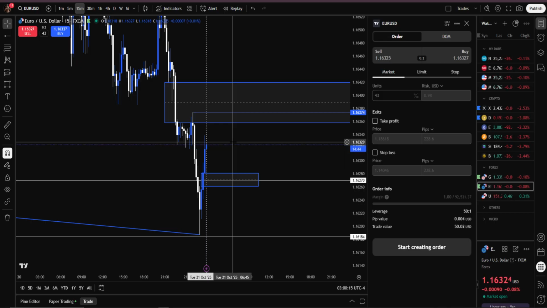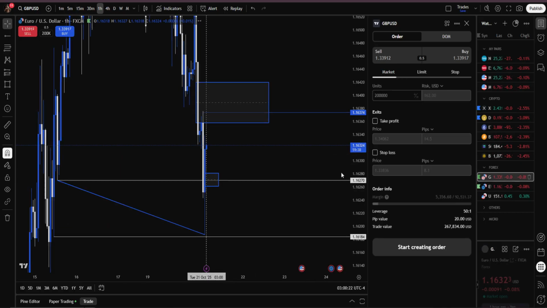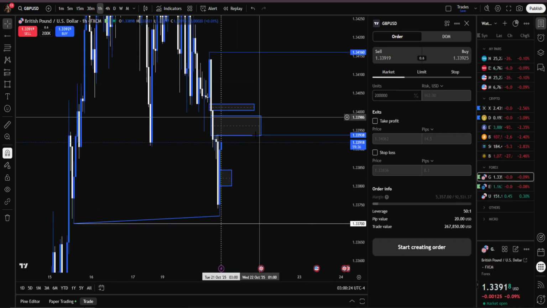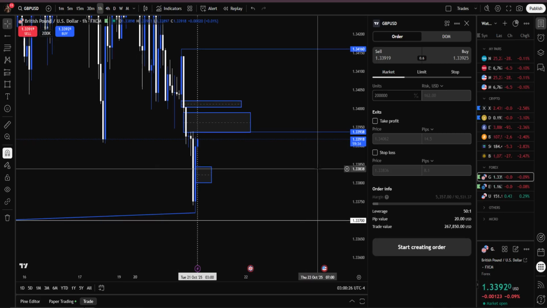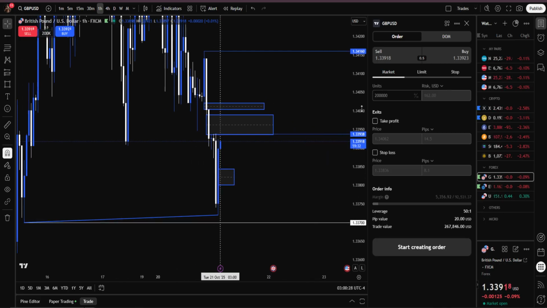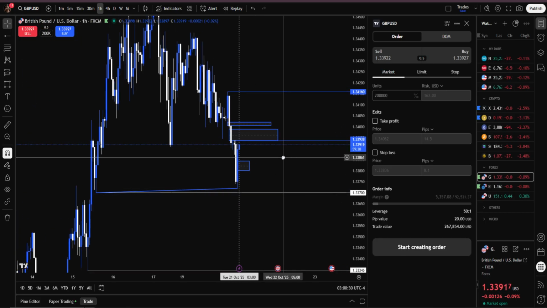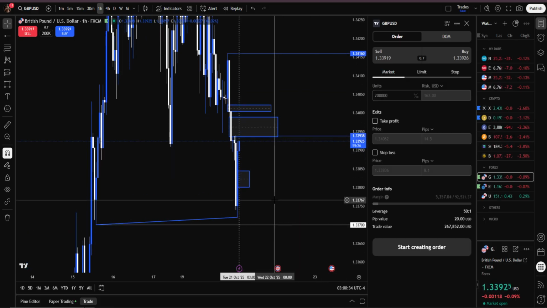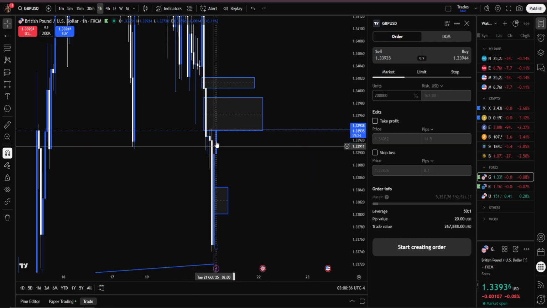Today is October 21st. It is currently 3 in the morning, and we are on GBP USD and Euro USD looking to place a trade during London session. So today, my bias is bearish going into market open, and right now we are waiting for price to sweep these highs and push into the gap.